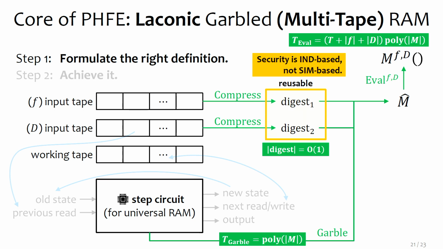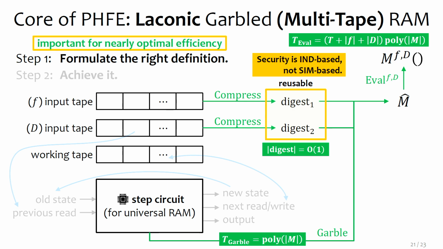And those digests should be reusable, and I want to mention that here security is indistinguishability-based instead of simulation-based, which is very important for nearly optimal efficiency.